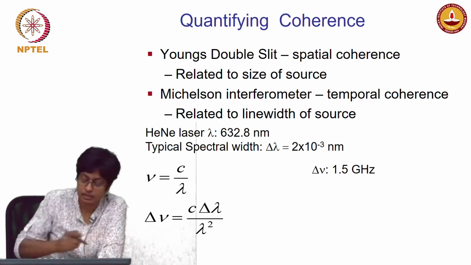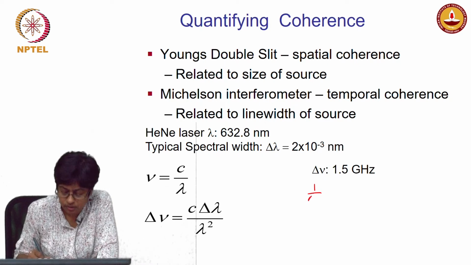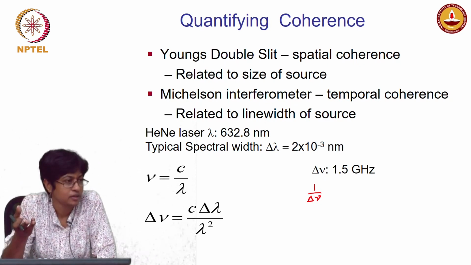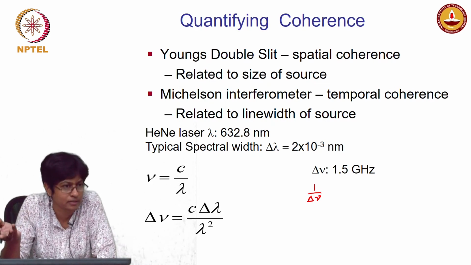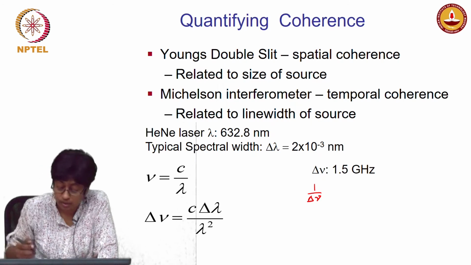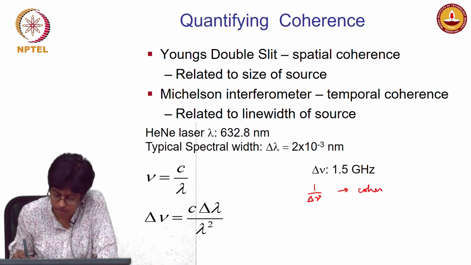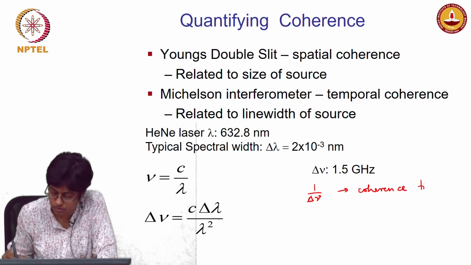Exactly. So he says 1 by delta nu, this is a time. This tells you the time for which this source stays correlated. This in fact is nothing but called the coherence time of this source.